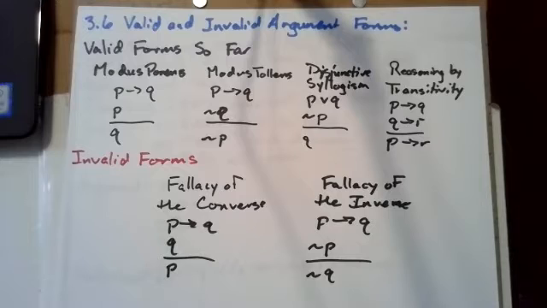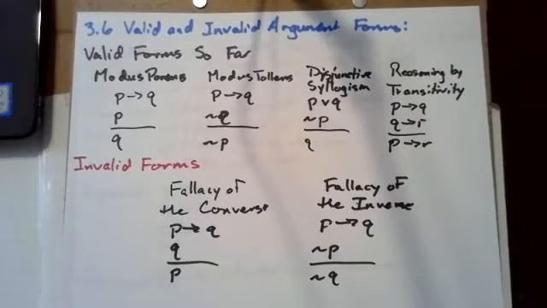We have the disjunctive syllogism: P or Q and not P implies Q. And reasoning by transitivity: P implies Q and Q implies R implies P implies R. We also have two invalid forms. We have the fallacy of the converse, which says that P implies Q and Q implies P, which is false. And we have the fallacy of the inverse, which says that P implies Q and not P implies not Q. This is also false.